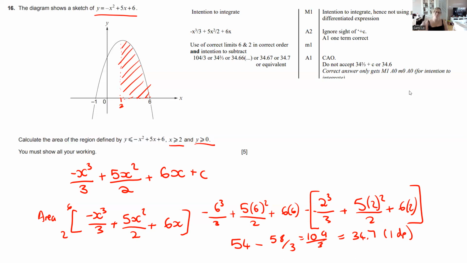Right, what have we got? So intention to integrate gives you 1 mark. We've then got ignore the constant C, which we've done, so that gives us another 2 marks. We've got 3 marks before we even work out what we need to put in. Use the correct limits, so 6 and 2, gives you 1 mark, and then your answer of some sort of intention to subtract gives you your last one.